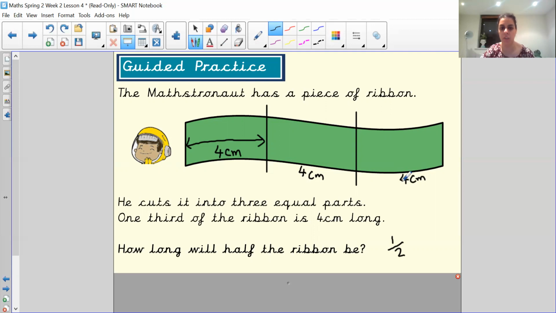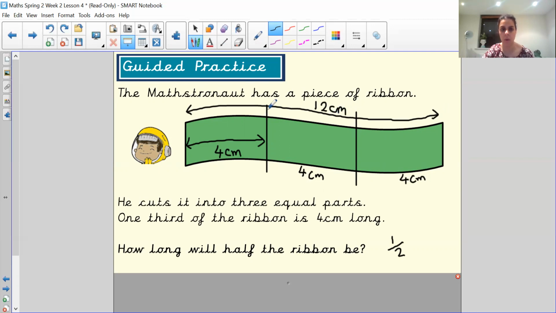Okay, hopefully you've worked out that the whole ribbon length from there all the way to there is 12 centimeters. That's how long the whole ribbon is. Okay, we need to find out what half the ribbon will be.